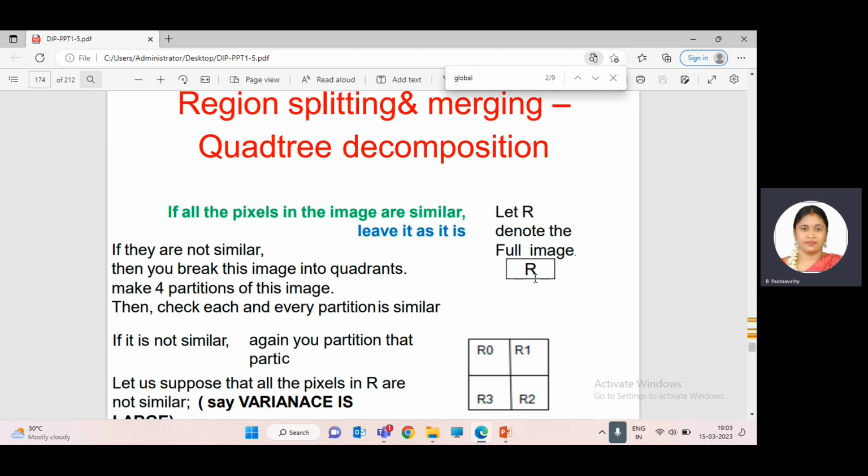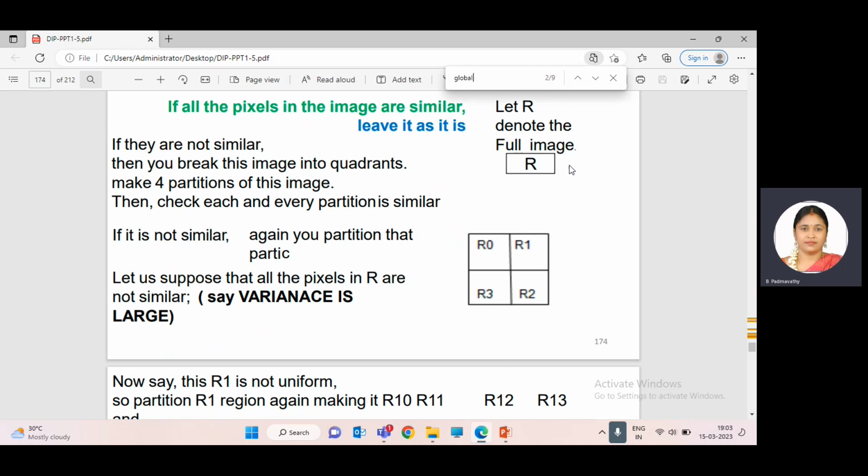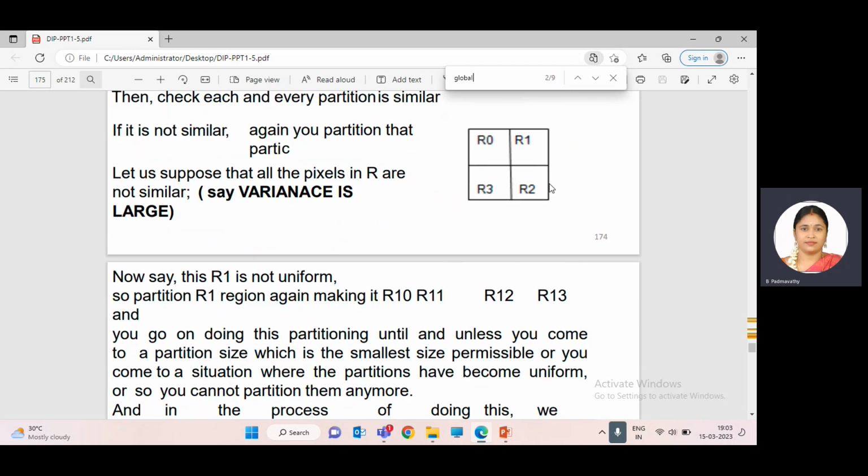And here we use a process called quadtree, where a quadtree is a tree in which nodes have exactly 4 descendants. See, 4 descendants in the sense it has 4 subdivisions. My image is R and I'm partitioning it into 4 parts, which are called R0, R1, R2 and R3. Then it is called a quadtree. And as we all know, quad represents 4. So R is divided into 4. When it is divided into 4, it is called quad, and I'm dividing it in the form of a tree. So it is called a quadtree. And here the variance is very large.